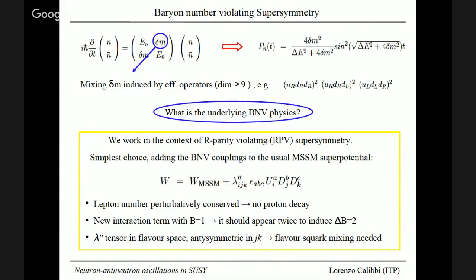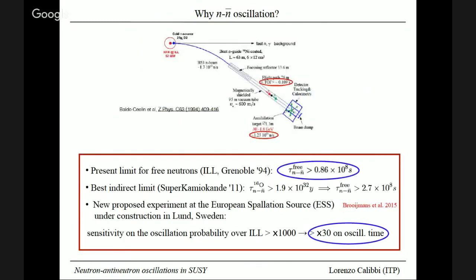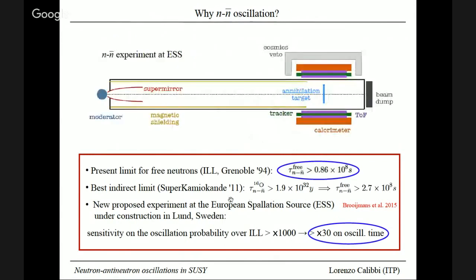And by the way, this is also the reason why in nuclei, where of course a neutron and an anti-neutron feel very different potentials, the transition probability is so low that an experiment like Super Kamiokande can set such a huge bound, which just translates to 10 to the 8 seconds in terms of free neutron oscillations.